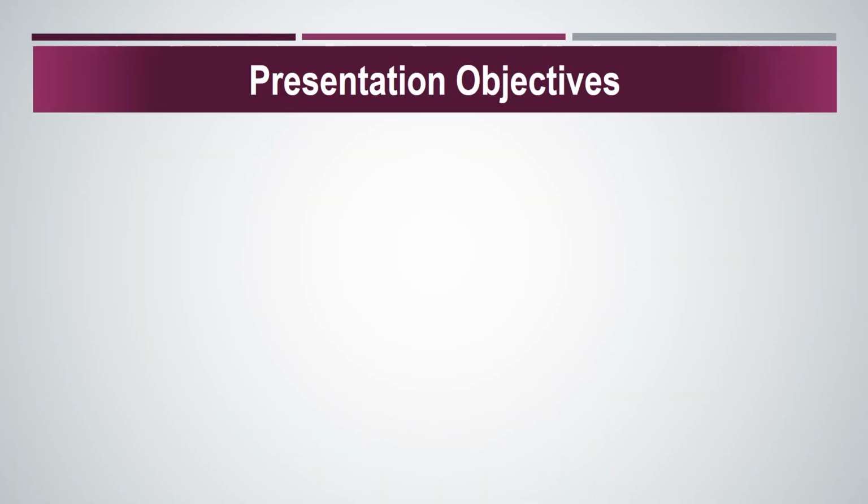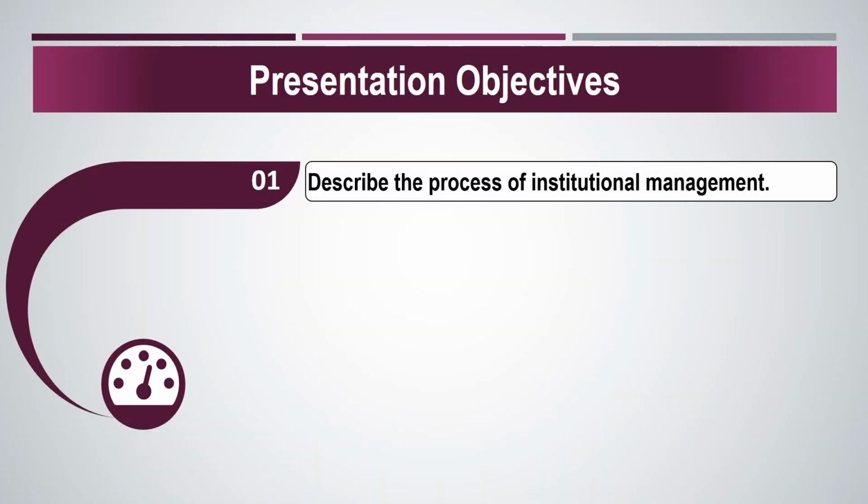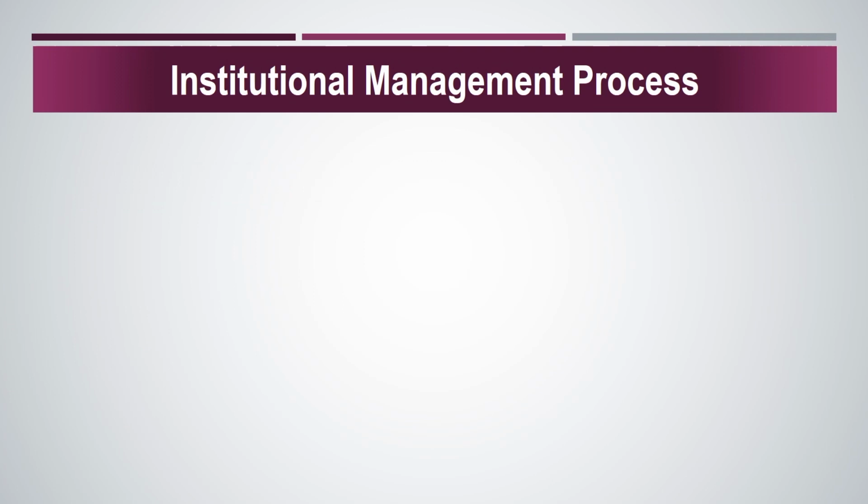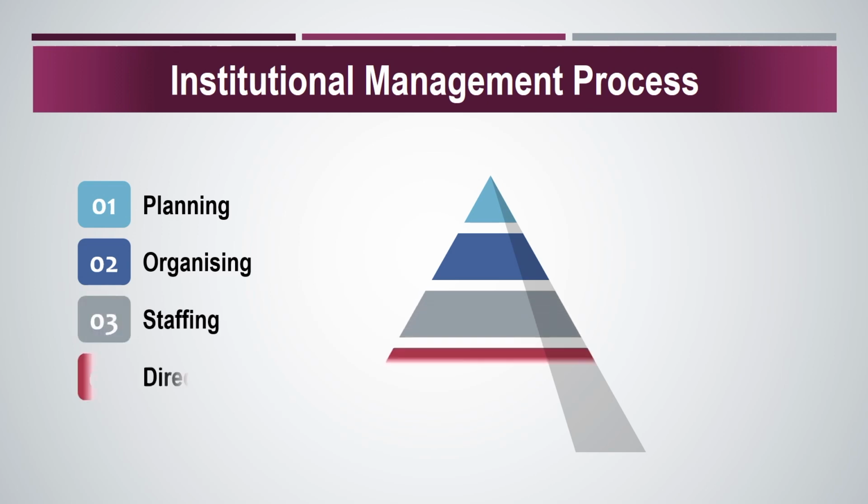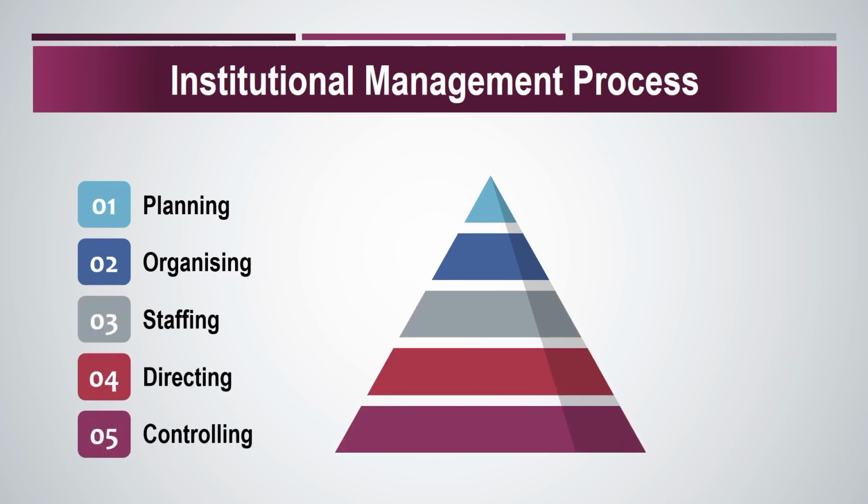In this session today, friends, we shall be talking of institution management process, means how institution operates in an educational institution. After going through this presentation, I am sure you shall be able to describe the process of institution management. Let's understand first the institution management process. Institutional management process comprises of 5 functions of management. Those are planning, organizing, staffing, directing, and controlling. Let's discuss each one of them separately.